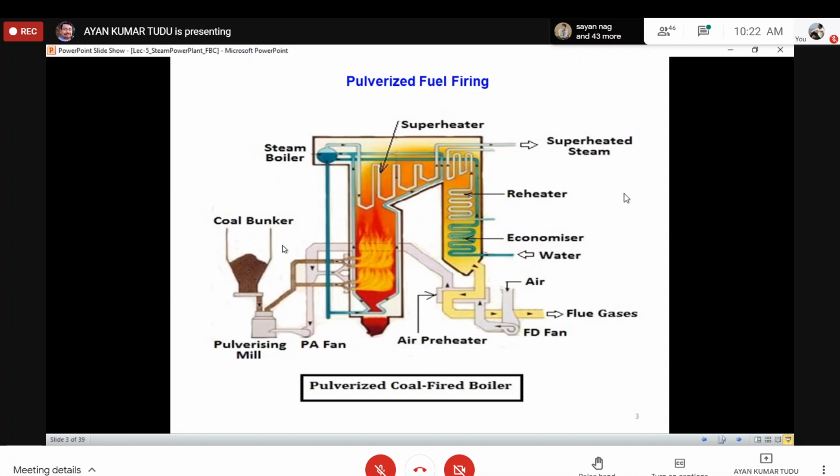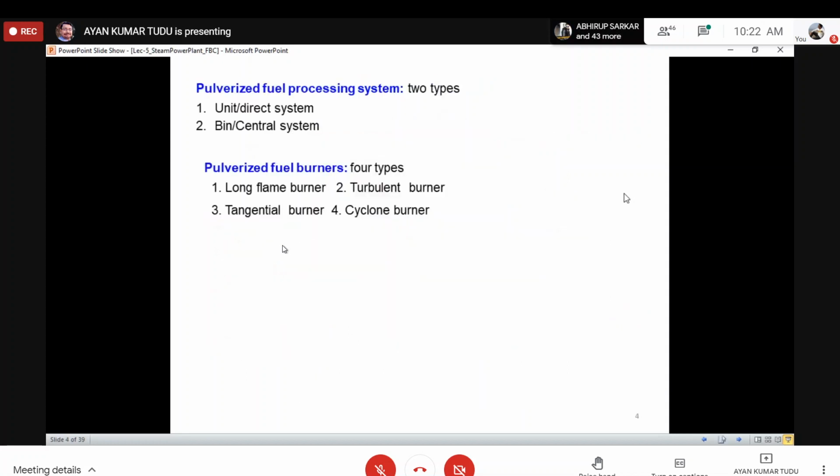Okay. Then what we have, the pulverized fuel system, we saw that these are two types: the unit direct system and the bin central system. So there are four types of fuel burners actually: long flame burner, turbulent burner, tangential burner, cyclone burner. We are just required to name them. Okay, this slide is only for your understanding, so you can understand what types of burners are there.